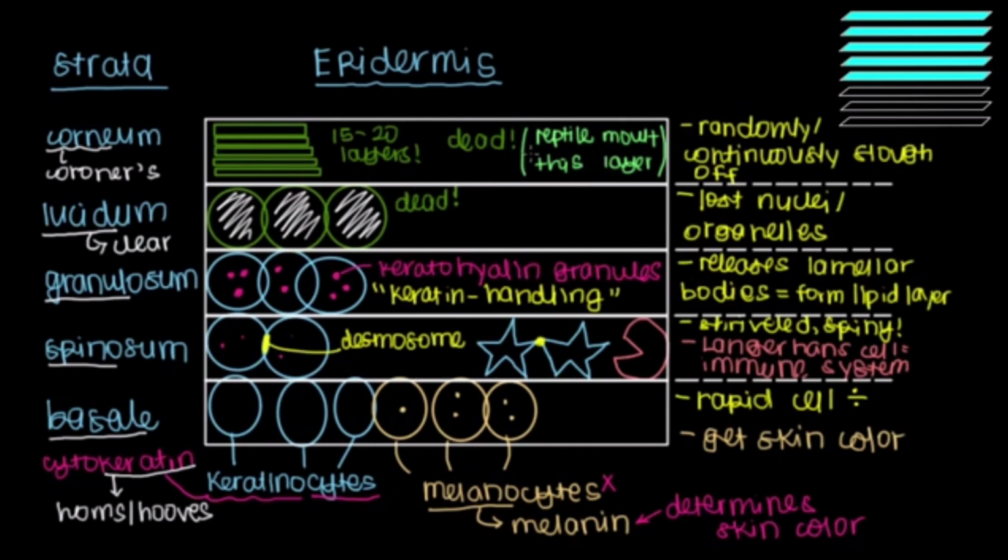Snake skin that comes off. Ew, that's gross actually and interesting at the same time. So that is about the five layers of your skin. We have your corneum, lucidum, which are dead skin cells, and your granulosum, spinosum.